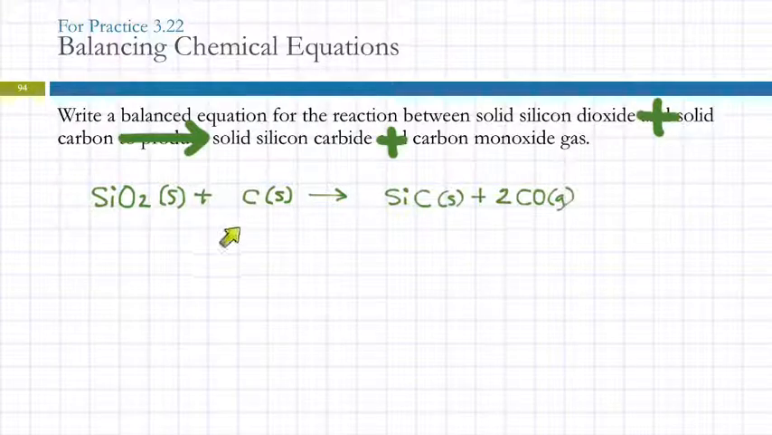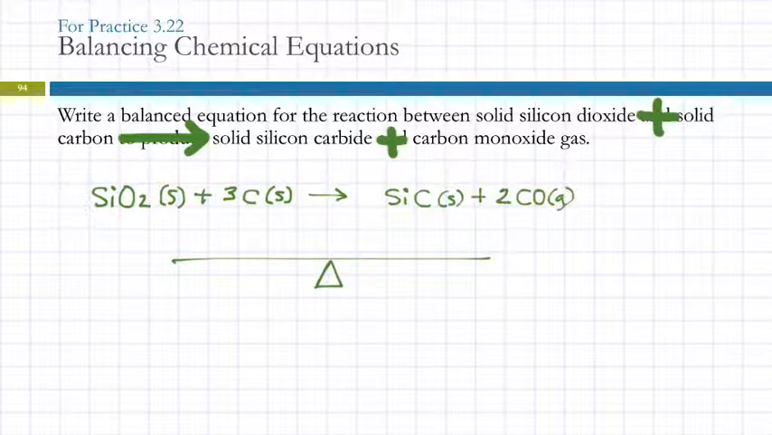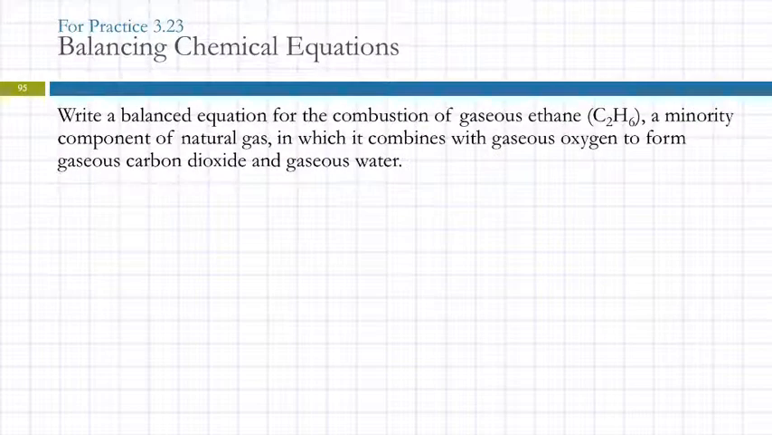So I'm going to go on to the carbon, which I wanted to leave till last. Here I have 1 carbon, and how many on this side? 3. So I'll put a 3 in front of carbon. And now I've got 1 silicon on each side, 2 oxygens, 3 carbons. It's balanced. So if you imagine this as a teeter-totter, and these are blocks or boxes or something that weigh different amounts, you've got the same number of each kind of box on each side, and so the teeter-totter is going to balance. It's a balanced equation. Let's do another one.